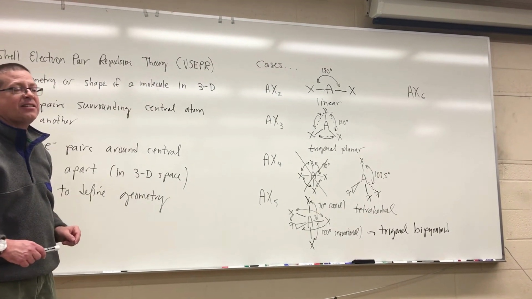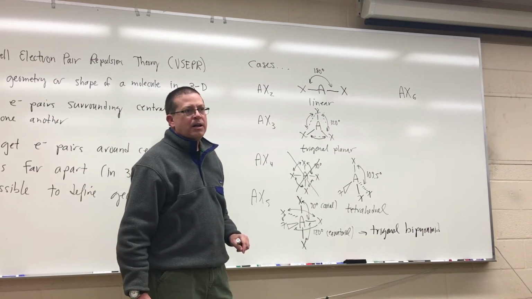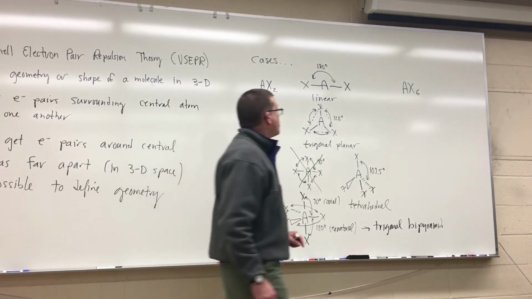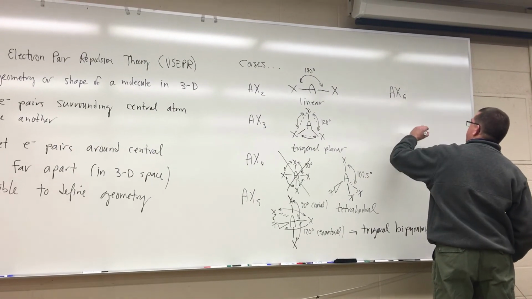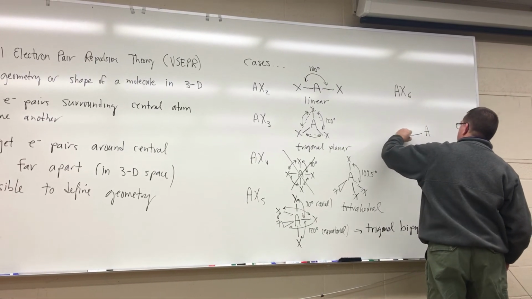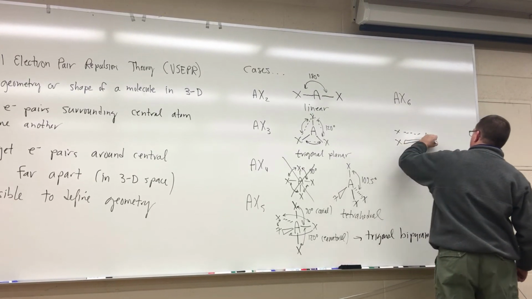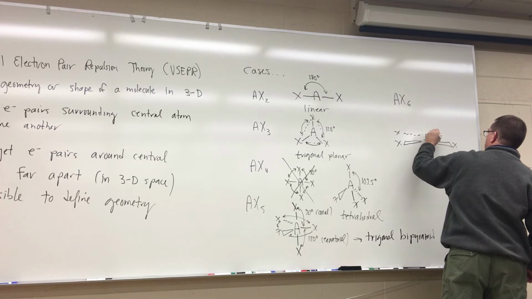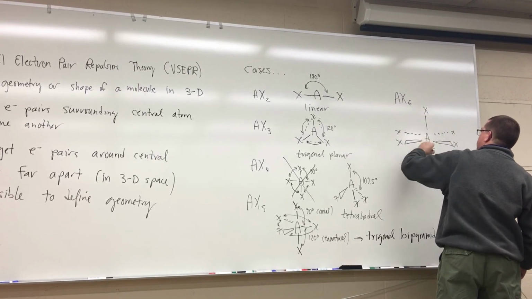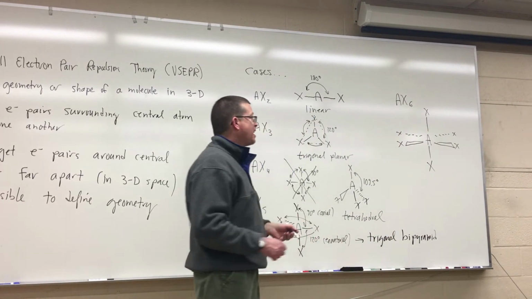So let's look at the AX6. Now, in the case of the AX6, we're going to do a similar kind of thing here. But now what I'm going to do is add 1 more electron pair to the equator. Okay, so what I'm going to end up with is something that looks like this. I'm going to have an X coming out like this, an X going back into the board, another one coming out like this, another one going back into the board like that. And then I'm going to have an axial X and an axial X. So again, we have equatorial X's and axial X's.